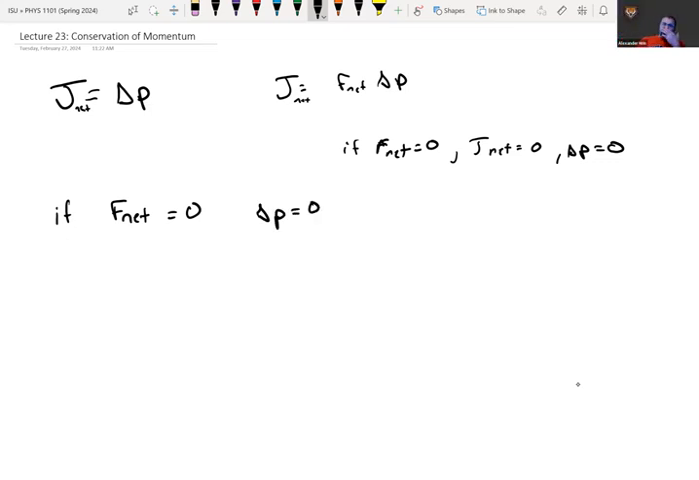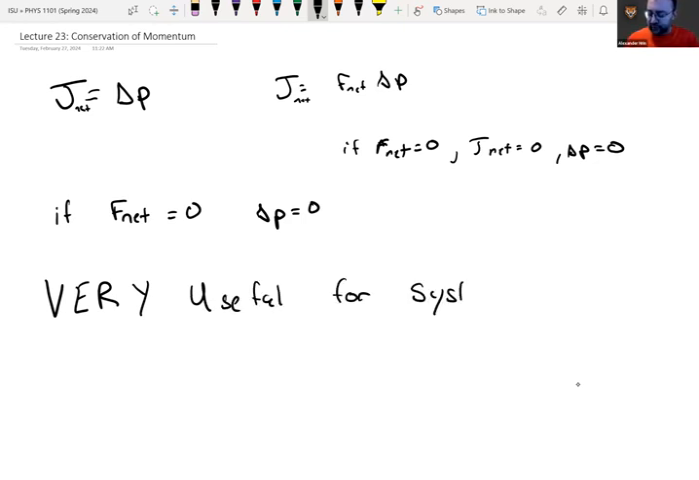And you might say, isn't that just first law? And you'd be correct. This is a certain way of stating first law. However, this is very, very useful if instead of thinking about particular objects, we think about systems of objects. So I'll capitalize this: very useful for systems of multiple objects.